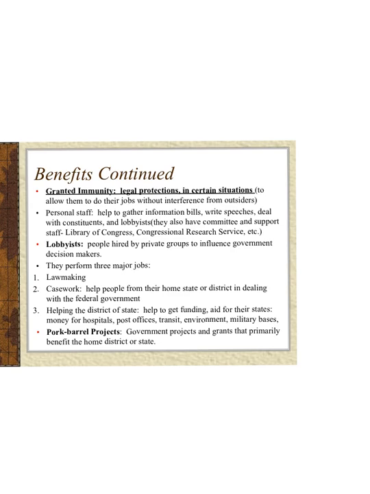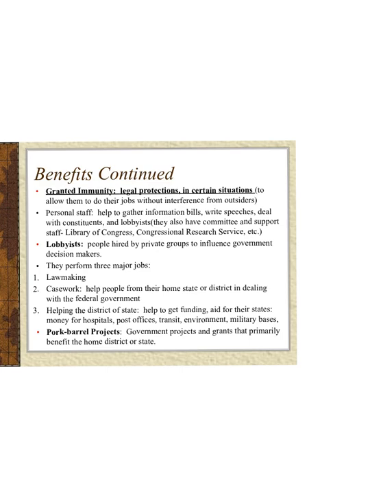Benefits continued. Congressmen and women are granted immunity, which are legal protections in certain situations to allow them to do their jobs without interference from outsiders. They get personal staff who help them gather information for bills, write speeches, deal with constituents, and lobbyists. They also have committee and support staff, access to the Library of Congress, Congressional Research Services, etc. Lobbyists. Lobbyists are people hired by private groups to influence government decision makers.